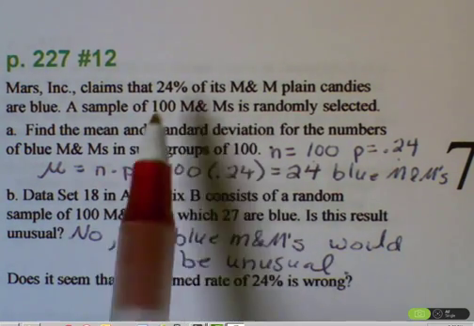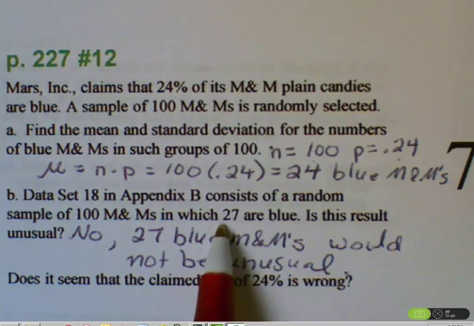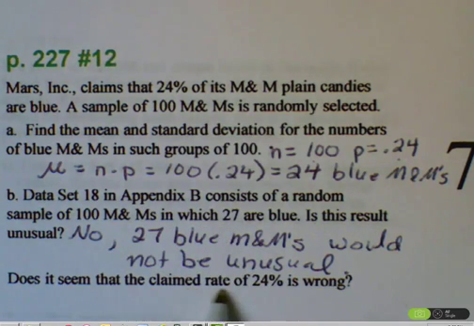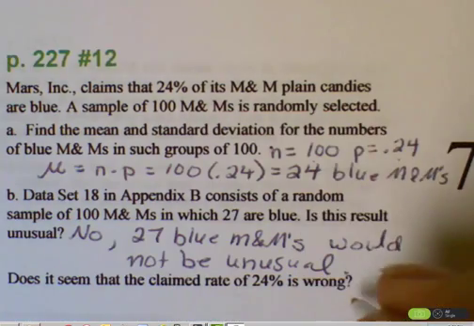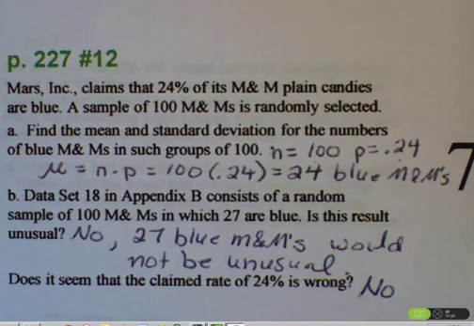Does it seem if I did get this bag of 100 M&Ms, and it had 27 blue, would I think Mars was lying to me, that the claimed rate is wrong? No, because 27 would not be an unusual number of blue M&Ms, even if the rate of 24% was correct.